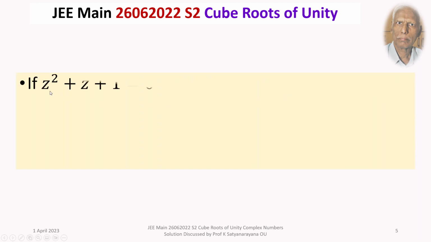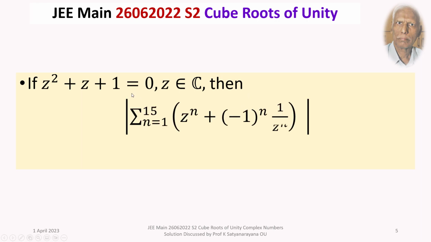The given question is, if z square plus z plus 1 is equal to 0, where z belongs to the set of complex numbers, then mod of sigma n is equal to 1 to 15 in brackets z power n plus minus 1 to the power of n into 1 by z power n whole square is equal to.